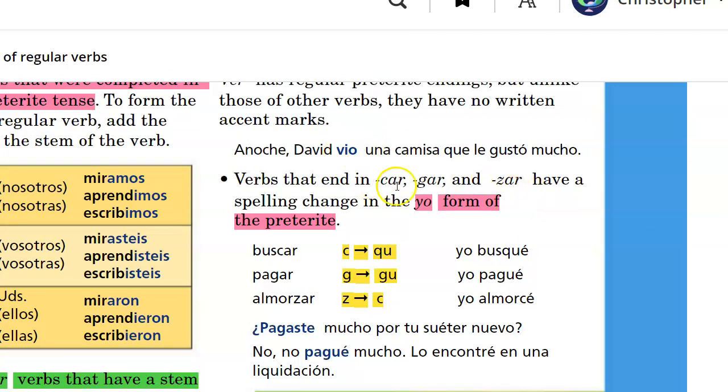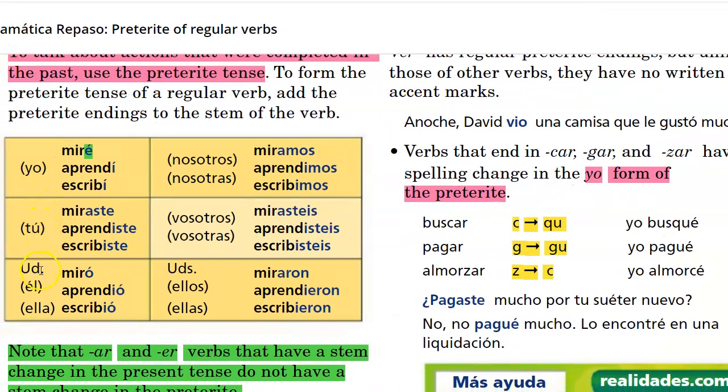And then we talked about car, gar, zar verbs. Car, gar, zar verbs have a spelling change, and here you can see the spelling change articulated for car, gar, and zar verbs, respectively. And that spelling change only happens in the yo form. Only in the yo form, and none of the other forms. Tú, él, ella, usted, nosotros, ellos, ellas, ustedes. Those other forms do not have the spelling change. They would just use the same endings, and again, no change to the C, G, or Z in car, gar, zar verbs.